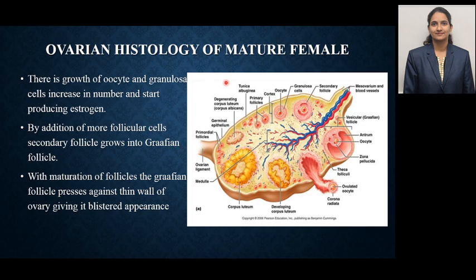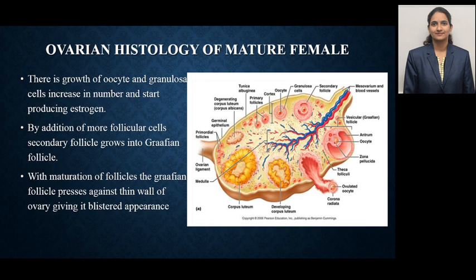Ovarian histology of the mature female. There is growth of the oocyte, and granulosa cells increase in number and start producing estrogen. Growth of the oocyte and granulosa cells leads to the production of estrogen. By addition of more follicular cells, the secondary follicle grows into the Graafian follicle.